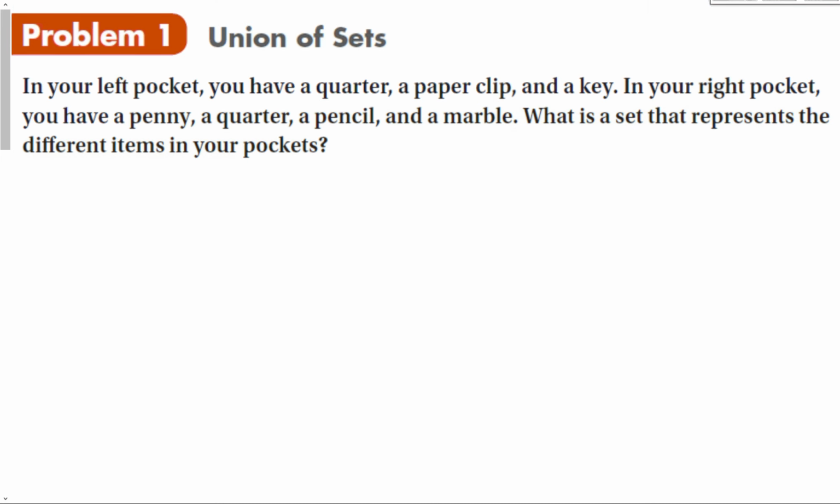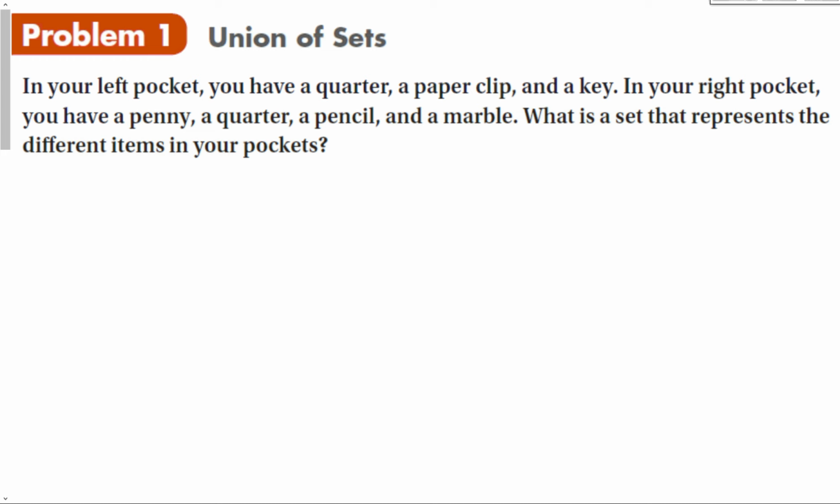So, first problem is the union of sets. In your left pocket, you have a quarter, a paperclip, and a key. In your right pocket, you have a penny, a quarter, a pencil, and a marble. What is the set that represents all the different items in your pocket?